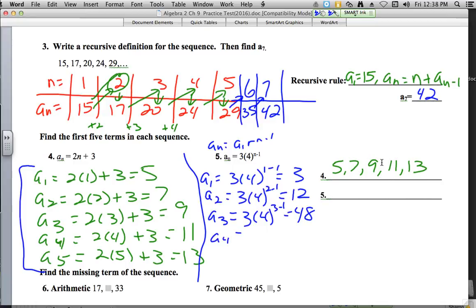And again, at this point, hopefully you're thinking, well, wait a minute, they're multiplying by 4 each time. I'll just get the last two that way.